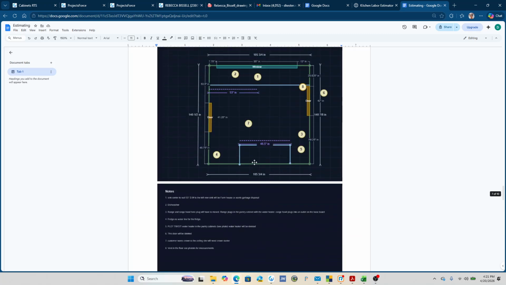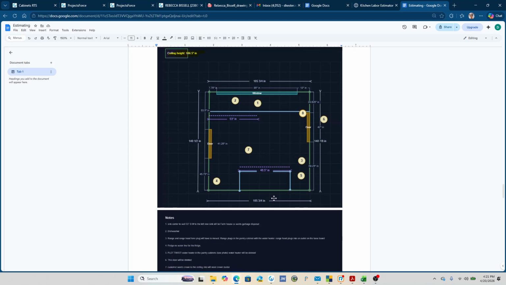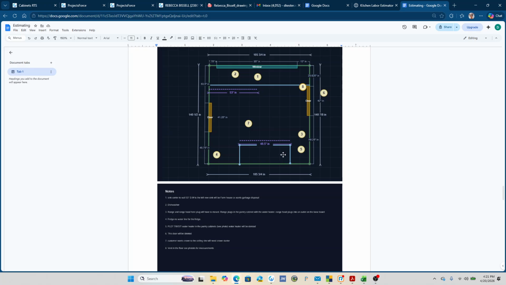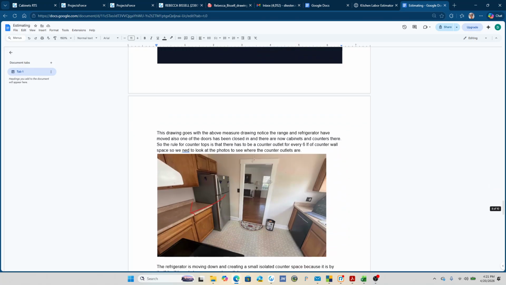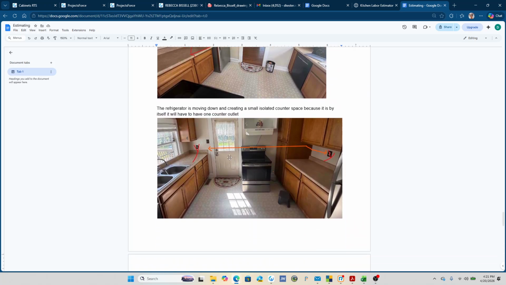You can see from the drawing, this is the drawing. This door is being closed in by the notes. This one's got some surprises. There's a water heater inside the cabinets. The fridge is going to move. The range is going to move. Lots of things are going to change. So the fridge is going to come this way. The range is going to move over a little bit in here along with that range hood.